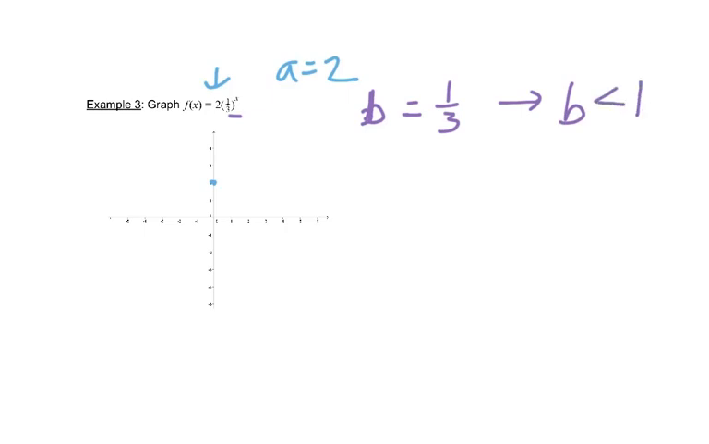So here we can see a is 2, so it's going to cross at 2. b is 1/3. So that tells us that b is less than 1. So the graph is going to go down through that point. So let's get our horizontal asymptote on there. And then the graph is going to go down through that. Again, that asymptote is like a floor. The graph can't cross that any place.